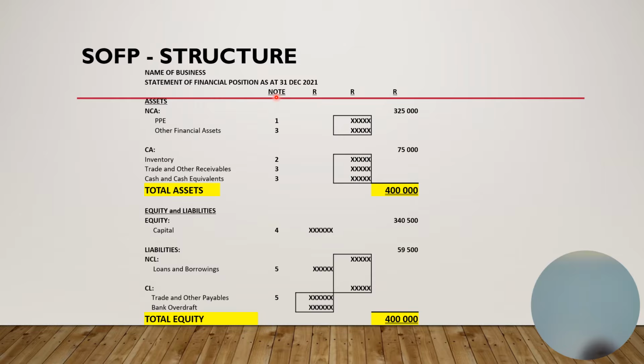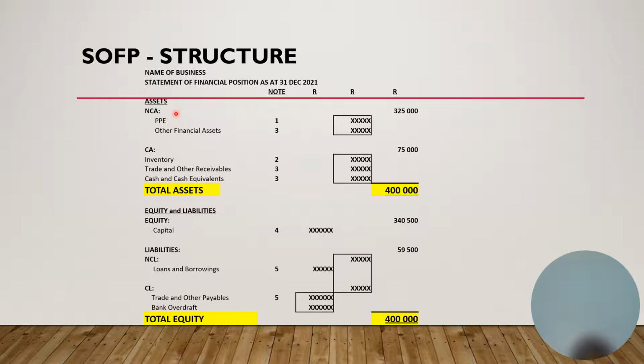You must have the column for the notes, and then I advise you to have maybe 2 or 3 columns for the rands, for money. That's an advice. Remember we said the statement of financial position is just a reflection of the accounting equation, which is assets equal to owner's equity plus liabilities. So the total of the assets must be the total of the equity and liabilities.